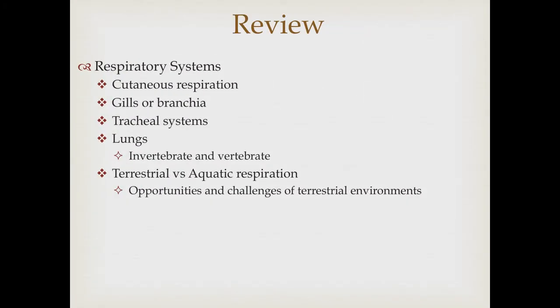Then we moved on to respiratory systems, in which, again, small animals can get by with cutaneous respiration. Most aquatic animals have gills or branchia, sometimes internal, sometimes external. When you move into the terrestrial environment, then you start to encounter tracheal tube systems in most arthropods. Lungs are found both in invertebrates and vertebrates.